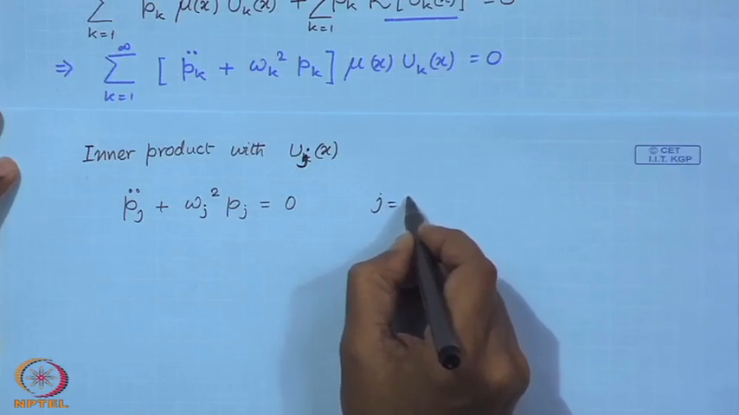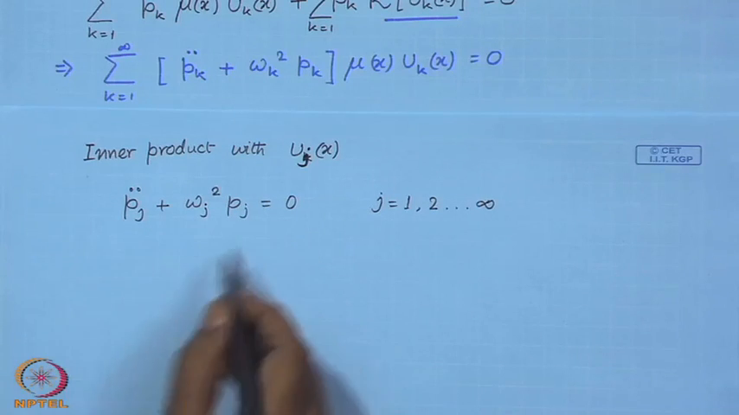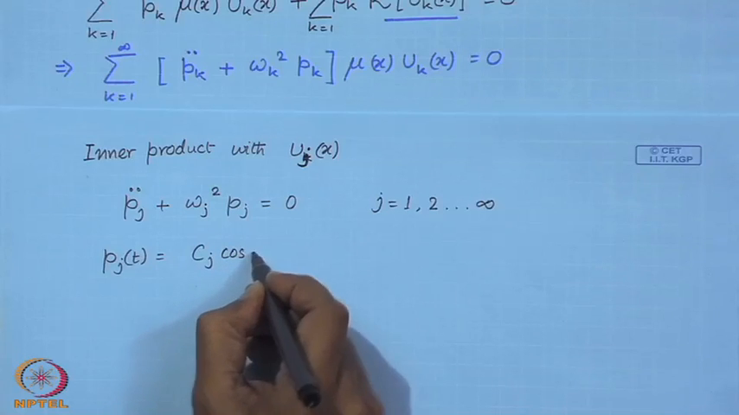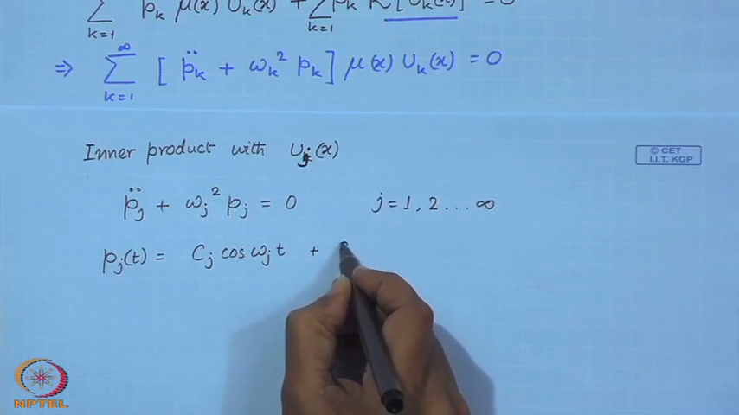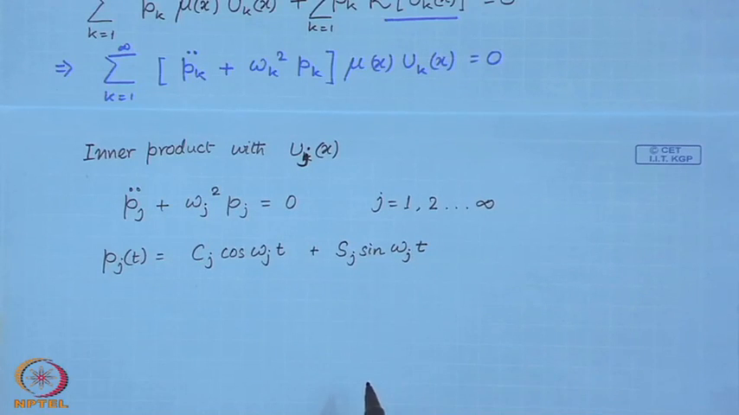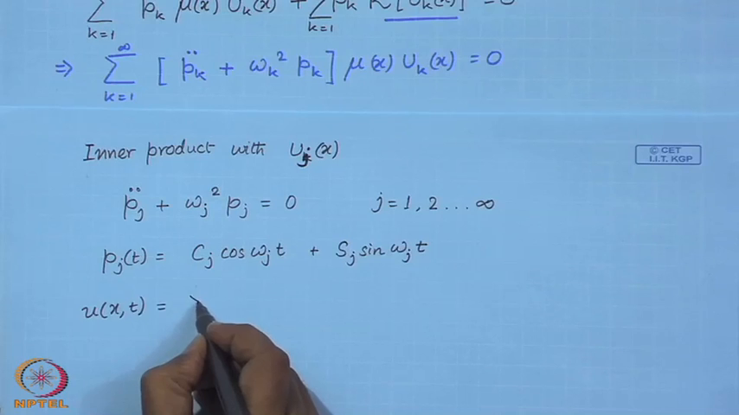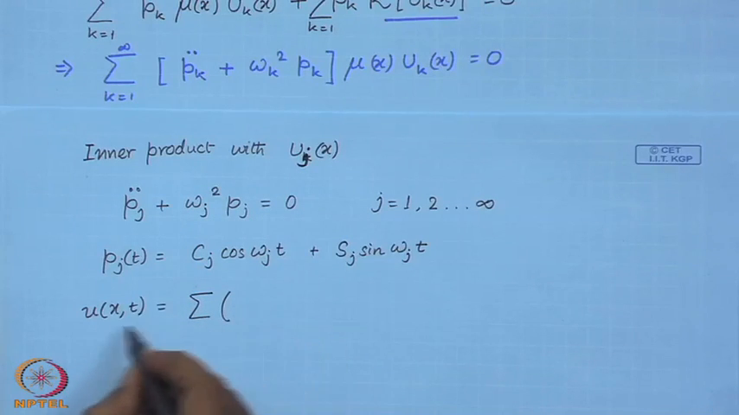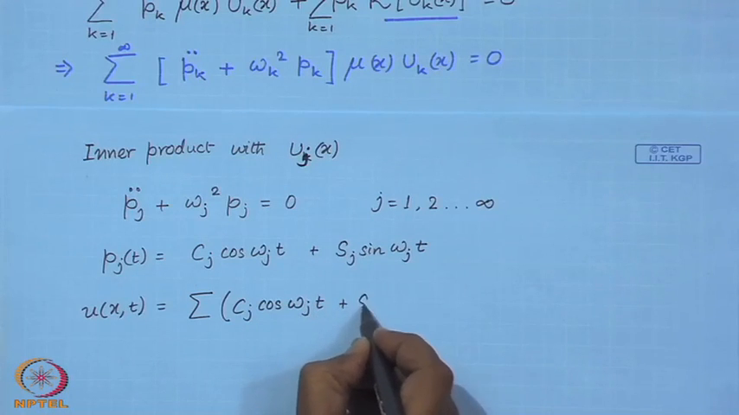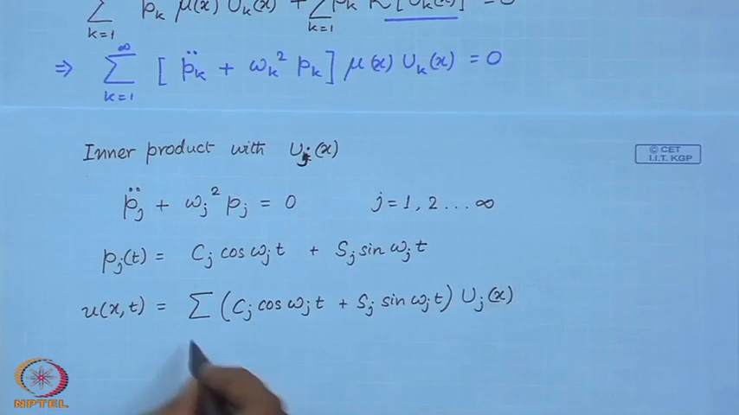and this I can do for all j's, all values of j, and the general solution of this system can be easily written as, and therefore, I will substitute this in the original expansion and write, so this is our general solution.